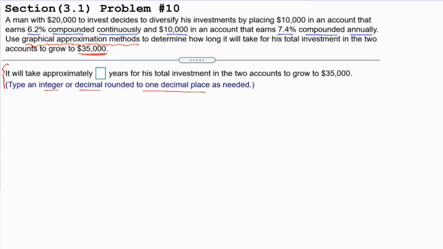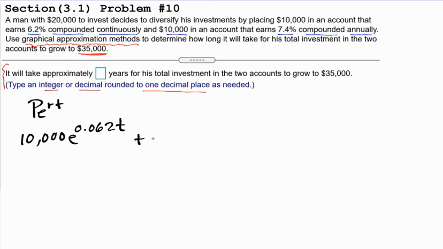Let's begin by writing out the investment equations. So compounded continuously, that means we're using P times E to the RT. So we're putting $10,000, that's the P, into a continuously compounding account, so it's going to use base E. The interest rate is 6.2%, so when we express that as a decimal, it's 0.062, and times T, the number of years it's going to take.